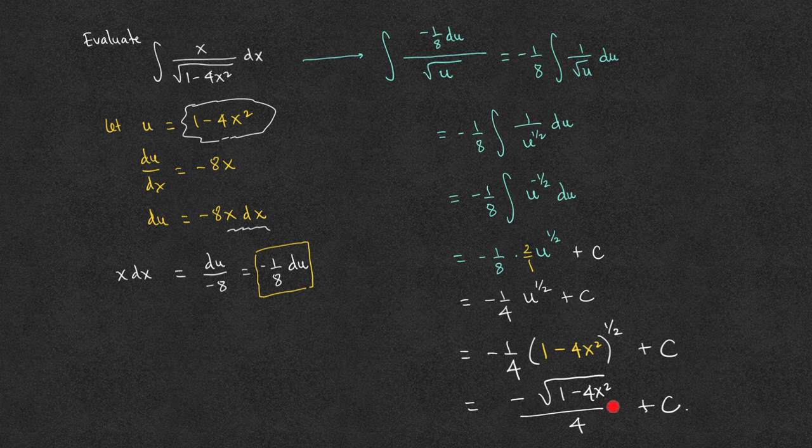How do we know that this is the correct answer? We can take the derivative of this and make sure that it is the integrand, x over the square root of 1 minus 4x squared.